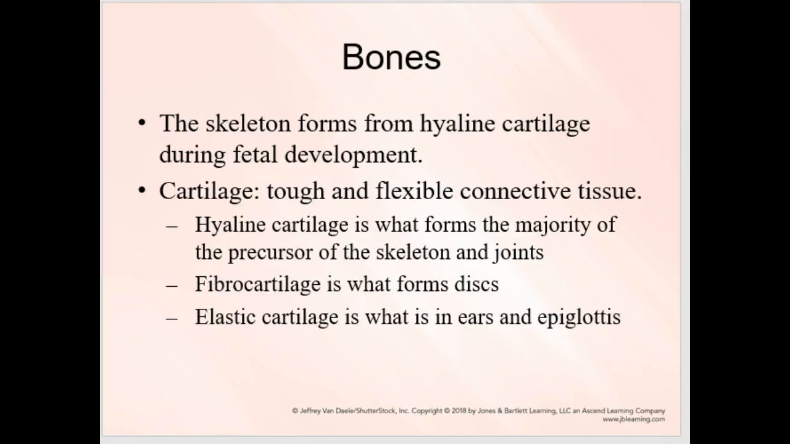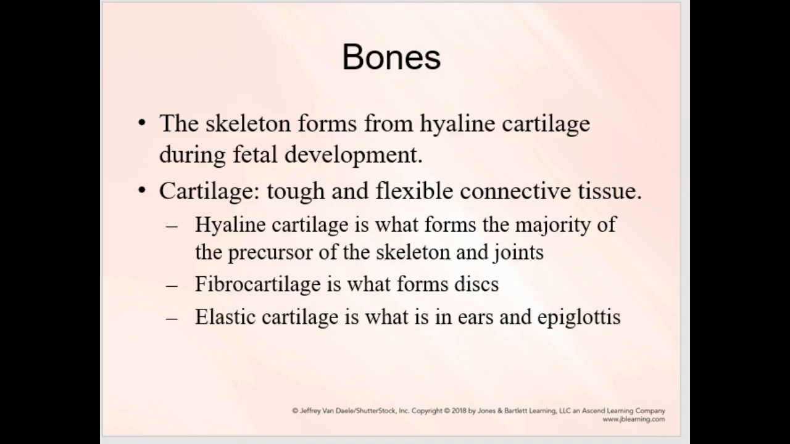The skeleton, don't forget, starts as hyaline cartilage during fetal development. Cartilage is tough and flexible connective tissue that has multiple functions in our body. So not only does hyaline cartilage form almost the entire skeleton, and then we will harden it with calcium phosphate to make the nice bony skeleton, some of it is left over. Hyaline can be found in your nose, at the ends of long bones. It can also be found connecting the ribs to the sternum.